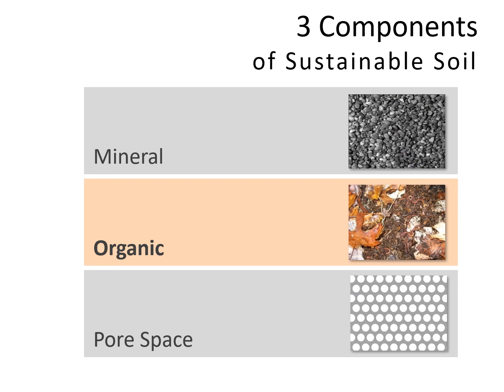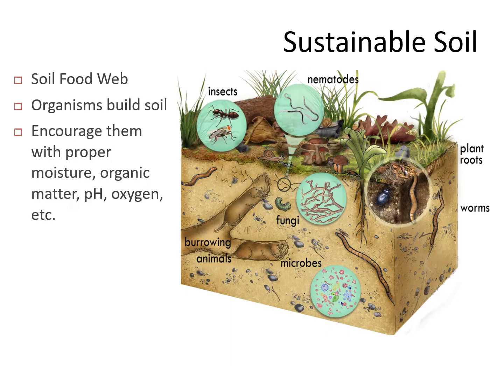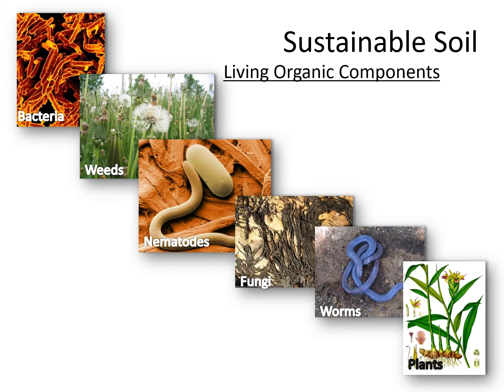Second component of a sustainable soil is organic matter. We want a healthy, sustainable soil so that it supports the soil food web, and you have beneficial organisms in the soil. We want to encourage those organisms with proper moisture, organic matter, balancing the pH, and having some pore space to provide oxygen. So these are the components of a sustainable soil.